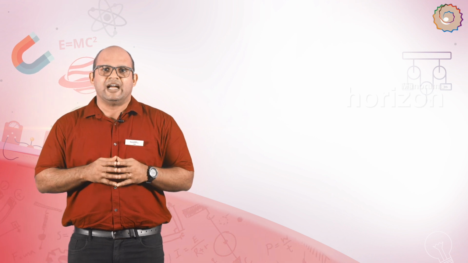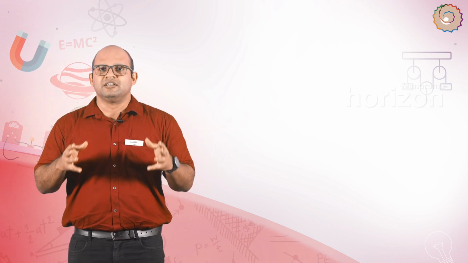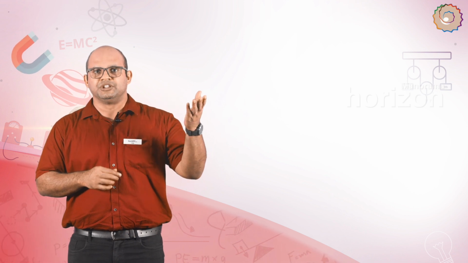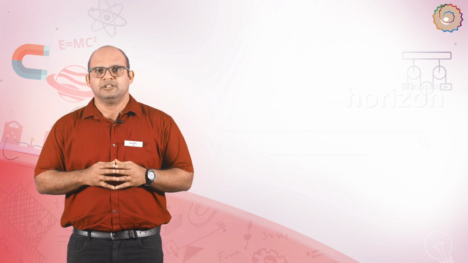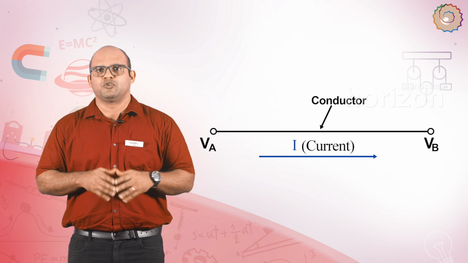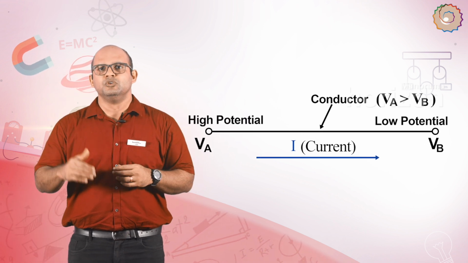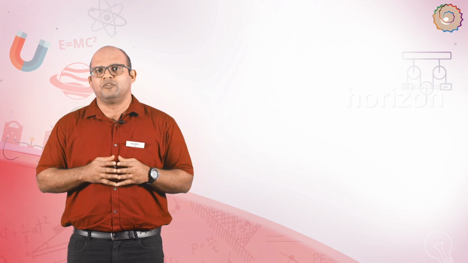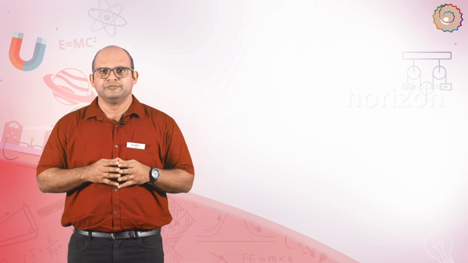If we now look at electrical circuits, we understand that just as water flows from high gravitational potential to low gravitational potential, electrical current flows from high electrical potential to low electrical potential. But what is the source of this electrical potential energy?